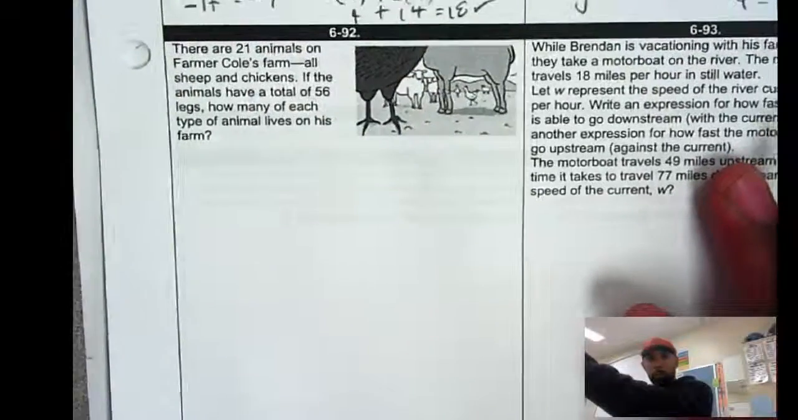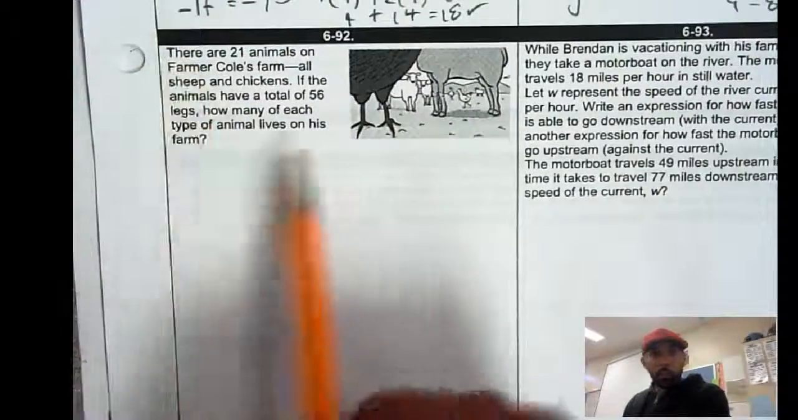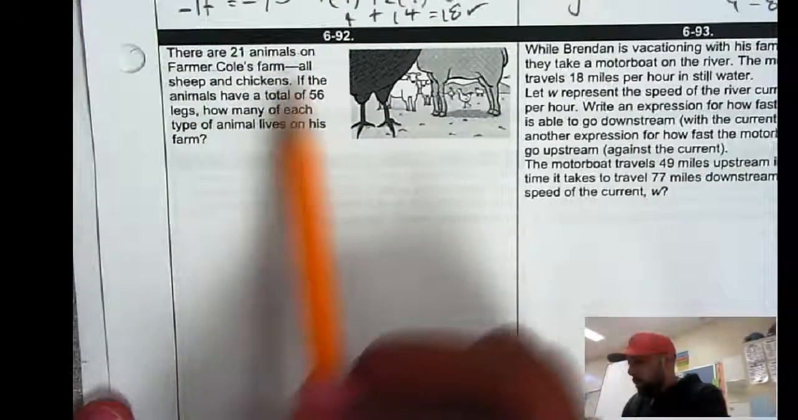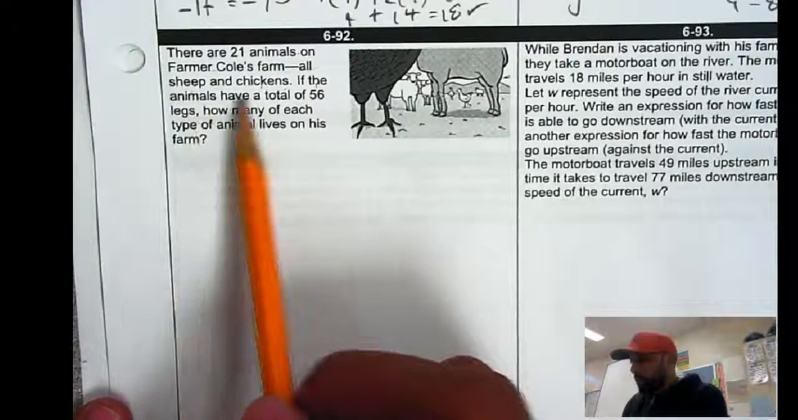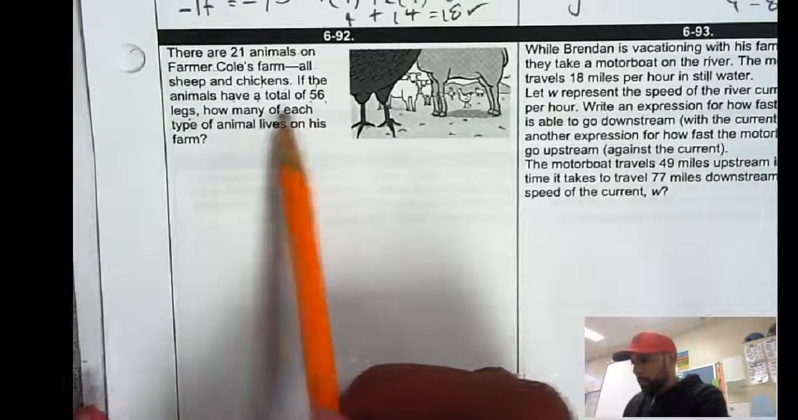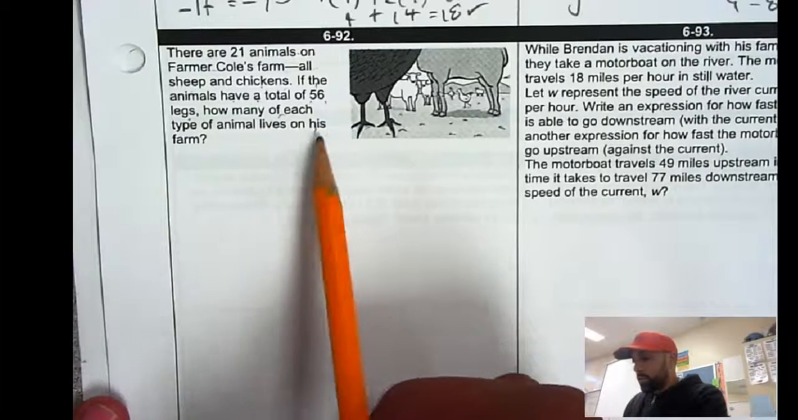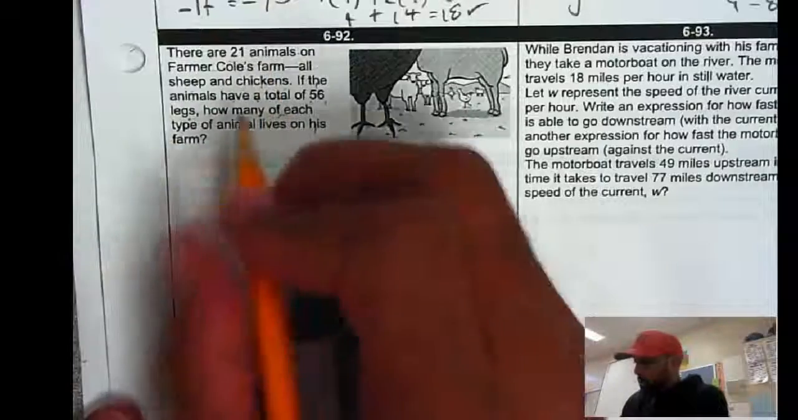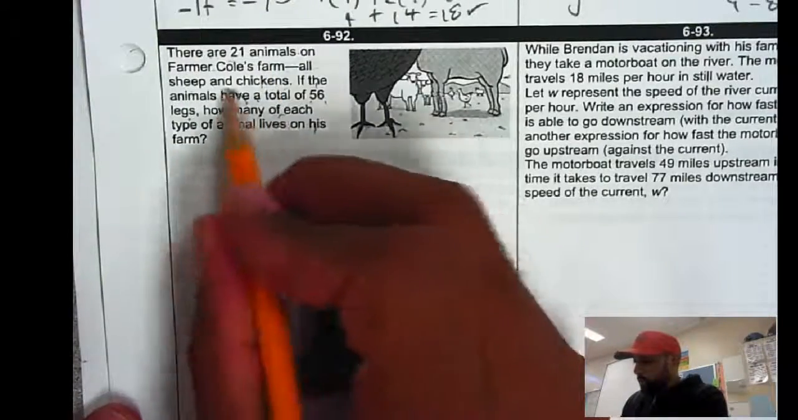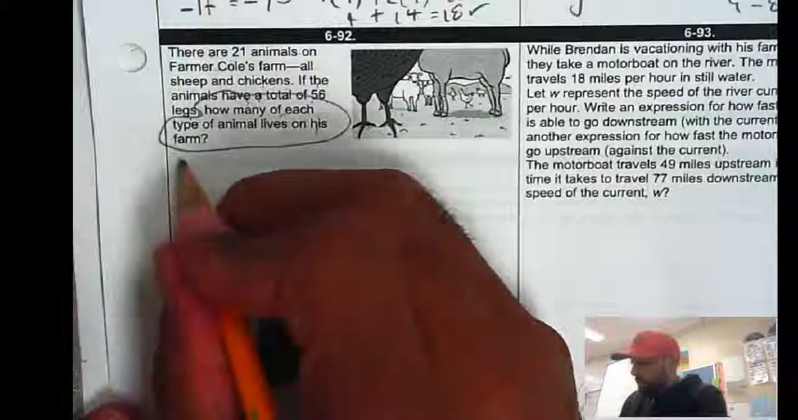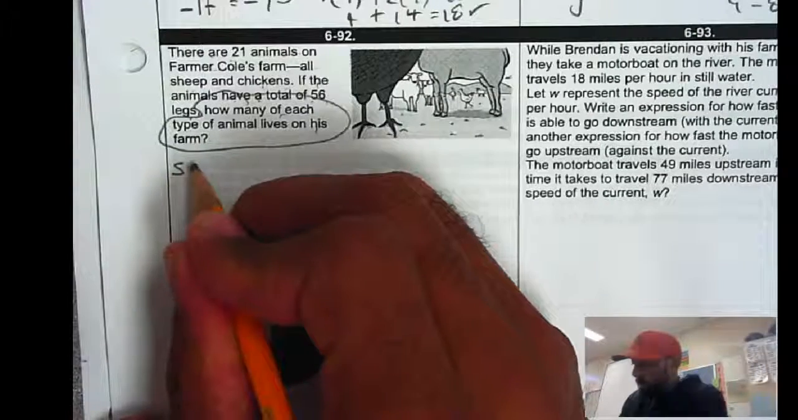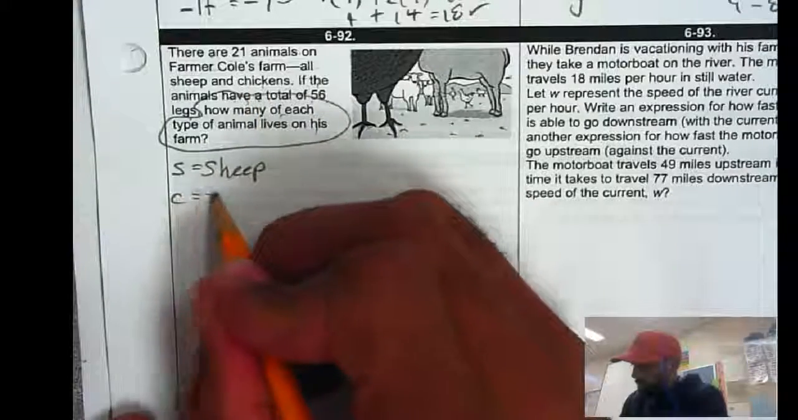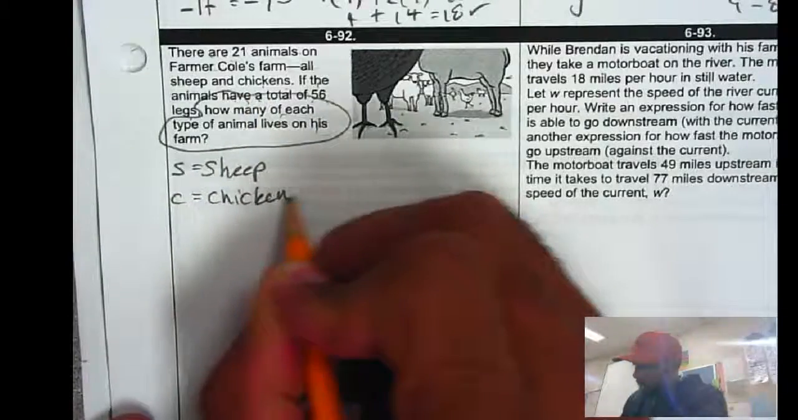Again, it's another problem where we have to set up equations and then solve them. There are 21 animals on Farmer Cole's farm, all sheep and chickens. If the animals have a total of 56 legs, how many of each type of animal lives on the farm? This requires a little bit of thinking. First, we want to know how many of each type of animal. So we're looking for how many sheep, which we'll call S, and how many chickens, which we'll call C. There are our variables.